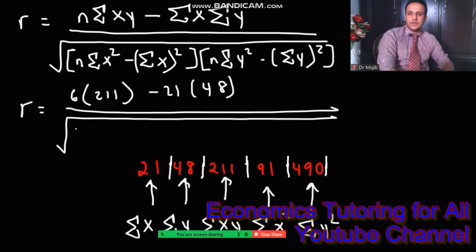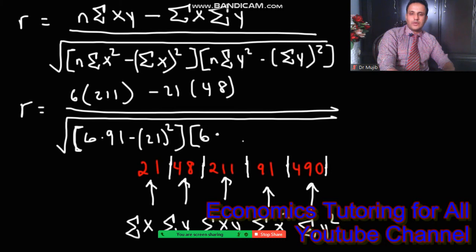Now we have to put the values in the denominator. n is equal to 6, and summation x square is equal to 91, minus summation x whole square, taking the square of the summation x value, and that is 21 square. As I told you, these are different values. Now n is 6 and the summation y square value is 490. The dot here means multiplication. Minus summation y whole square, and summation y is equal to 48, so 48 whole square.